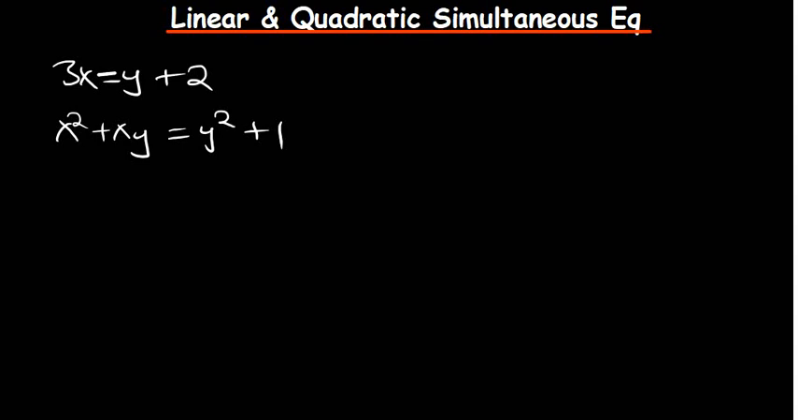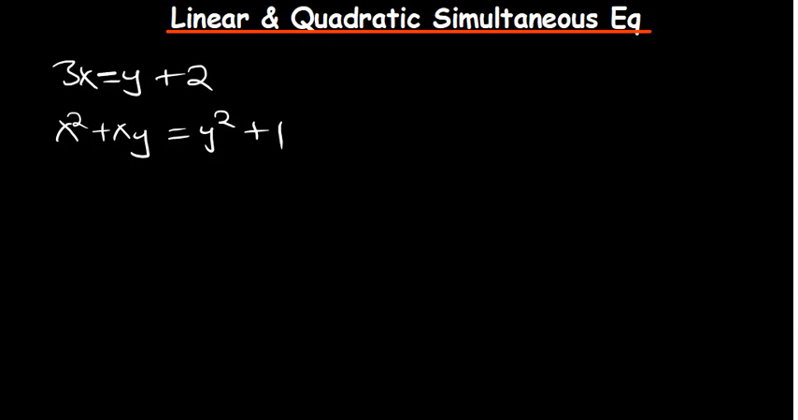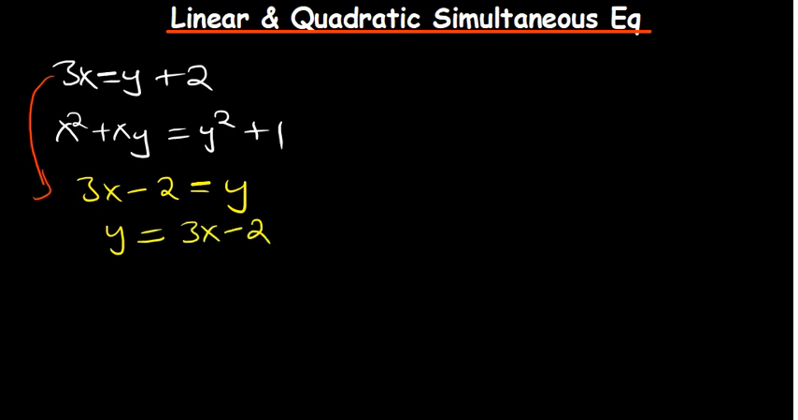So let's look at how you can solve the linear and the quadratic simultaneous equations. The first step usually is to make a letter the subject in the linear equation. Let's look at the linear one. You can easily make y the subject by adding -2 on both sides. So we have 3x minus 2 is equal to y. The next step is to substitute the value of y where we have y in the other equation.